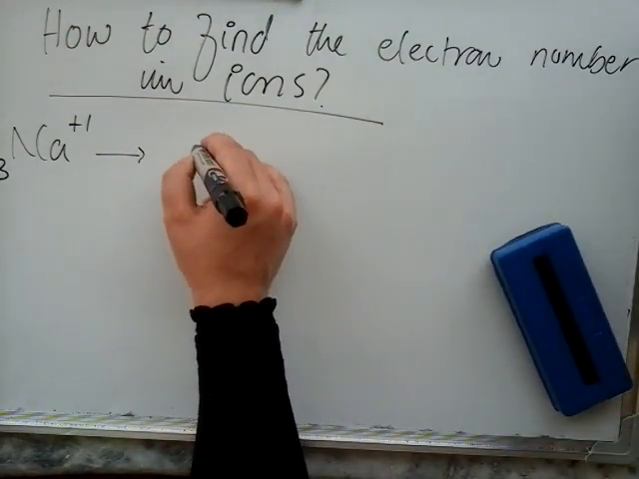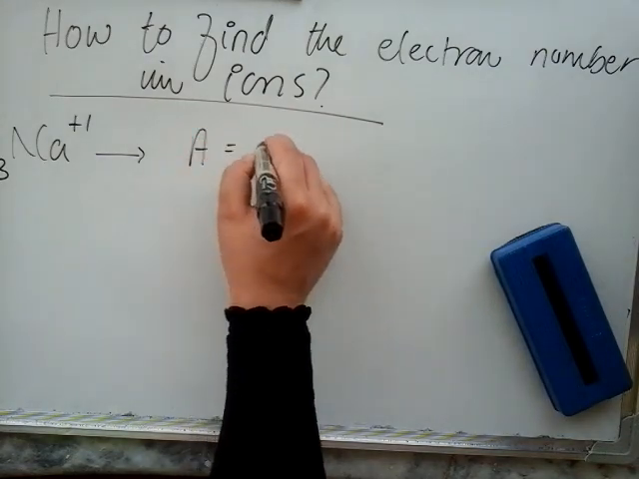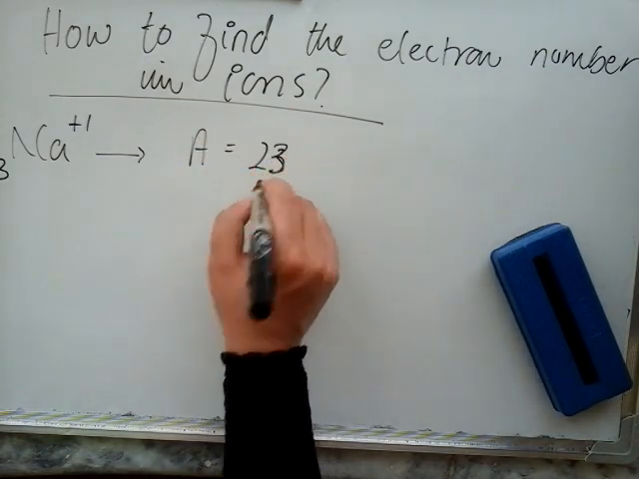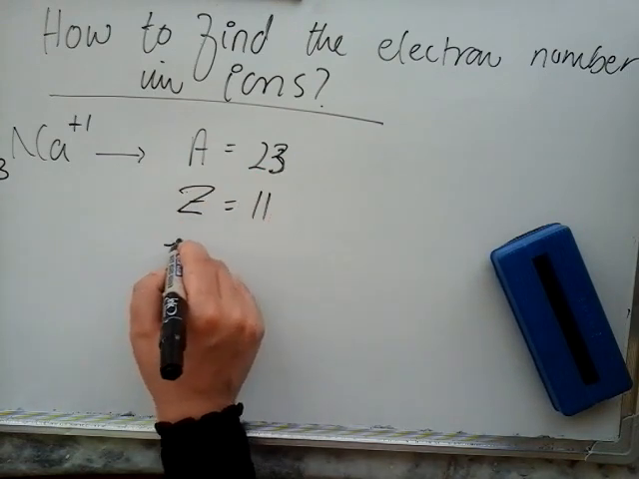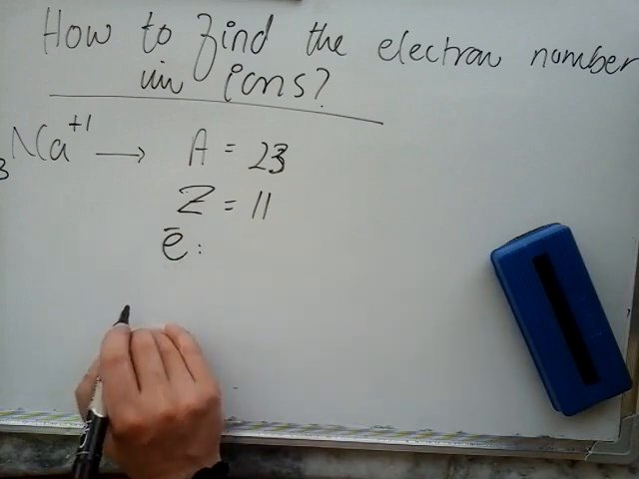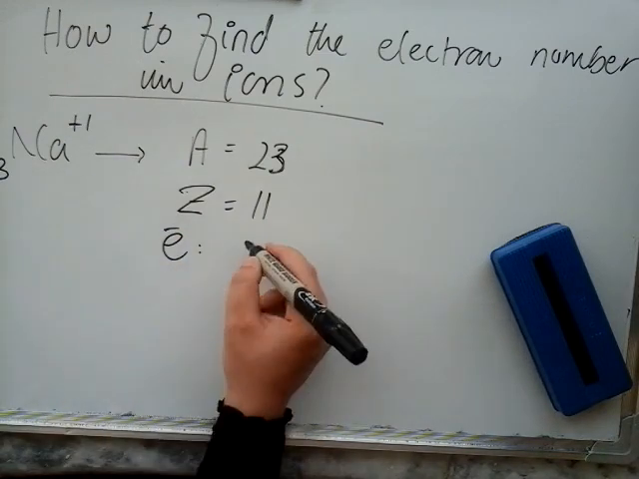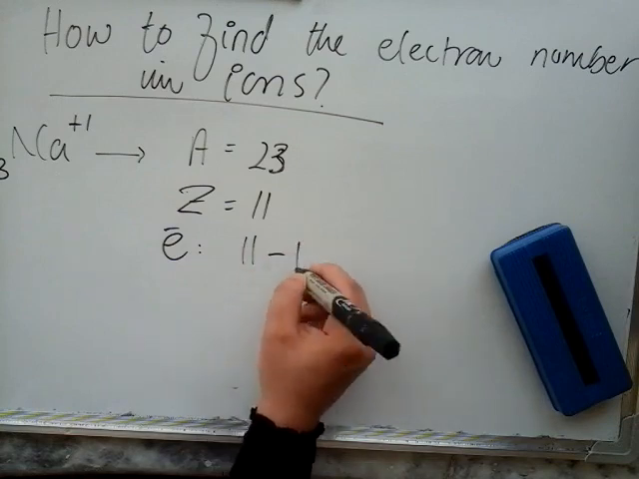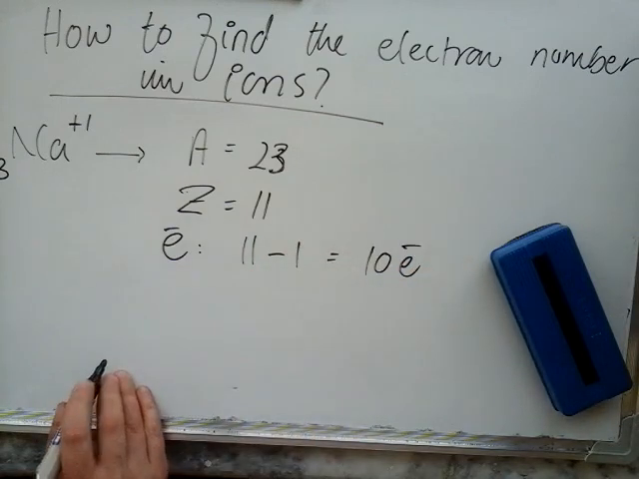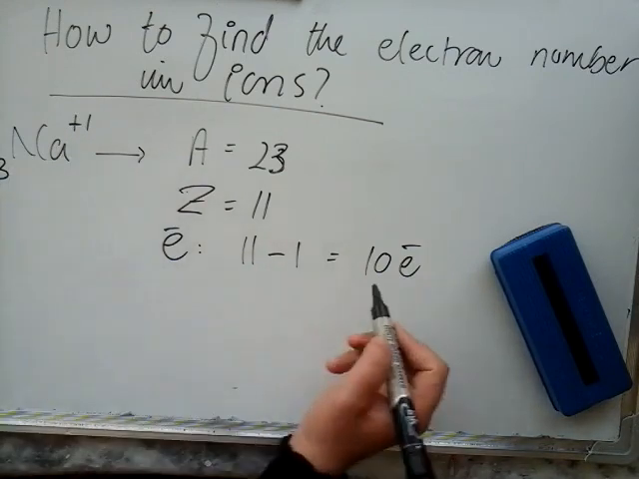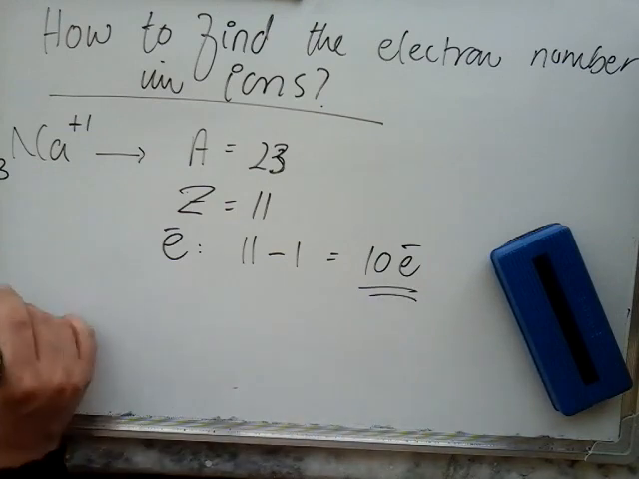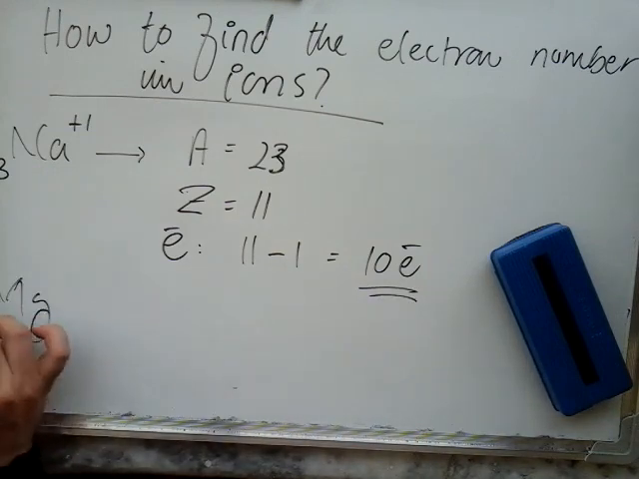We know that for sodium the mass number is 23, and it is present inside the nucleus, and the proton number or atomic number is 11. So the electron number is decreased by 1. So 11 minus 1 is equal to 10 electrons. So the sodium ion having a charge of plus 1 has 10 electrons. Is that clear?